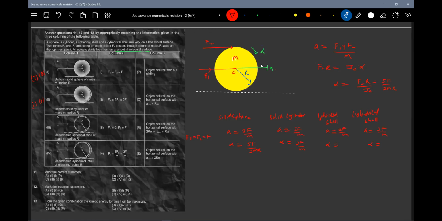Next, spherical shell 2 by 3. So 3F by 2M. R will be there. 3F by 2MR. So ACM will become greater than R alpha, but it will be less than 2 alpha. R will come. Okay, this will be 1 R.